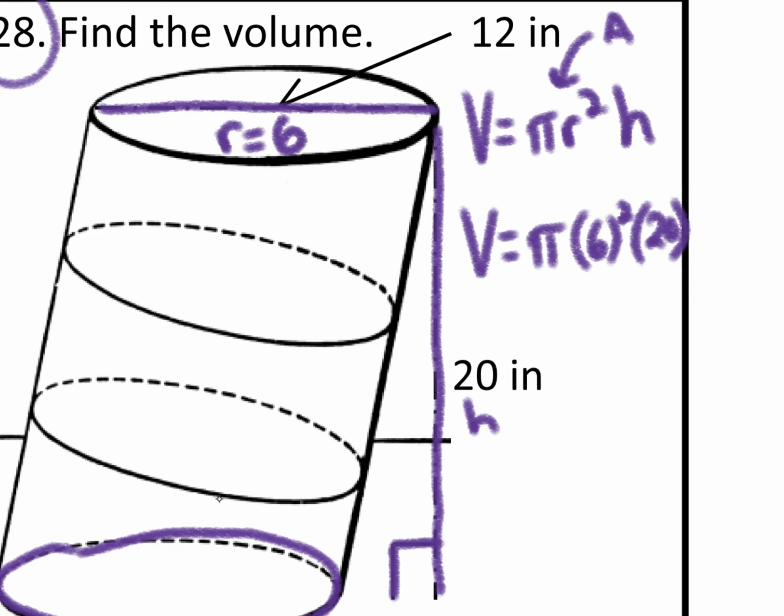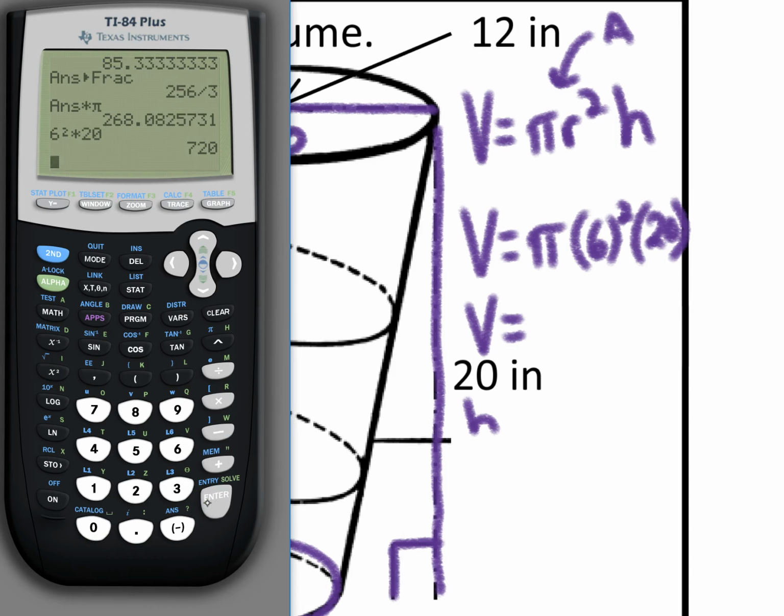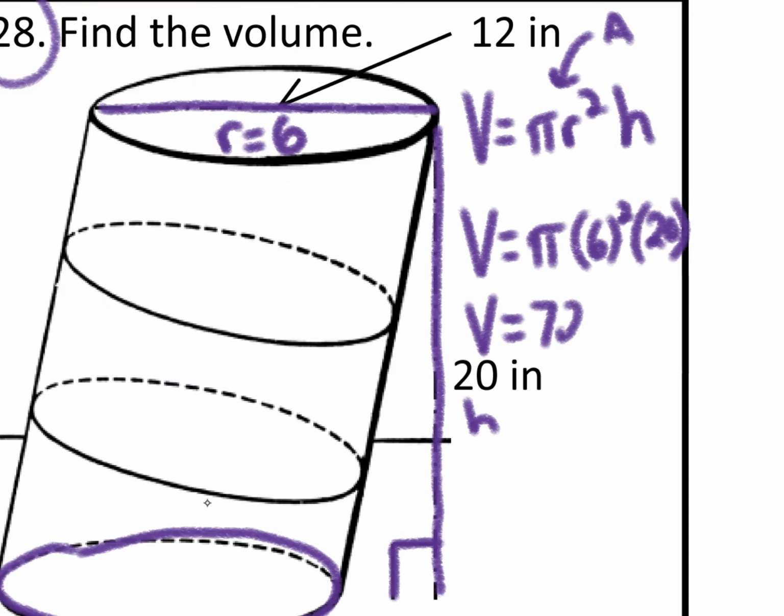Now from here, let's get our answer two ways. Let's get it in terms of pi and as a decimal rounded to the nearest hundredth. So in terms of pi, all you need to do is put that into your calculator. So let's bust the calculator out here again. Instead of putting in the pi, we're going to leave it out, and we're just going to write 6 squared times 20. We're going to get an answer of 720. So that means our volume is 720 times pi. And then that's going to be in inches cubed.